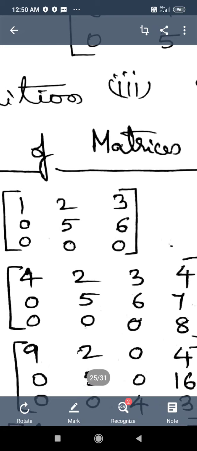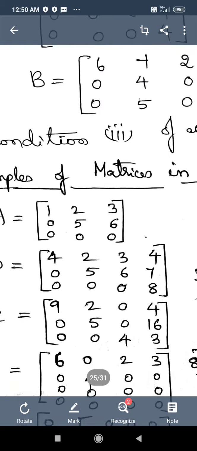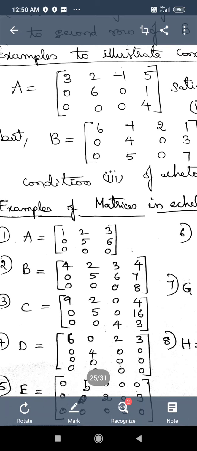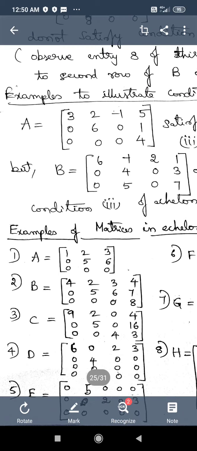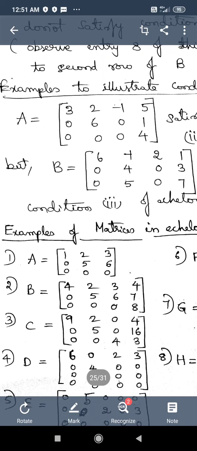But in the third row, what is the leading element? In the third row, the leading element is 8, and that column is to the right of the previous leading element's column, that is the second column. So that is how all the three conditions for echelon form are satisfied in the matrix B. Hence the matrix B is in echelon form.